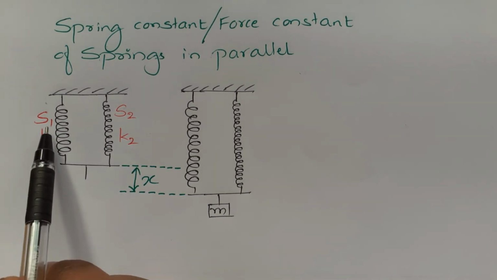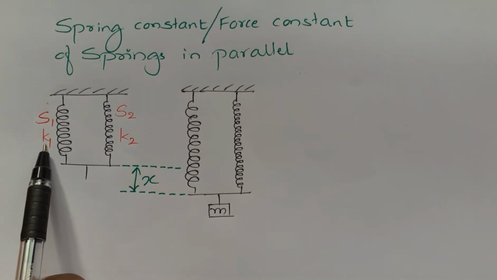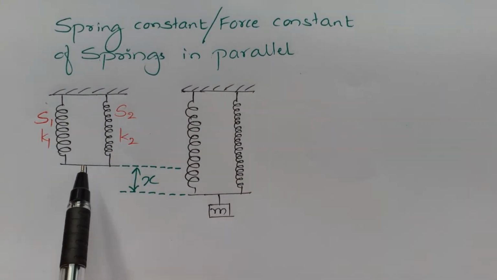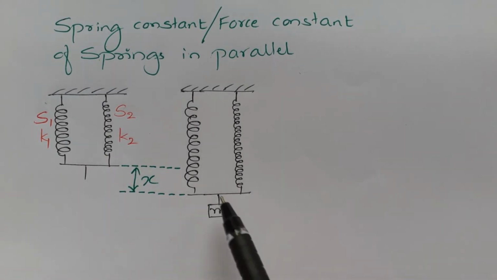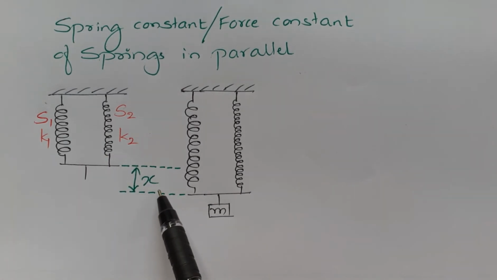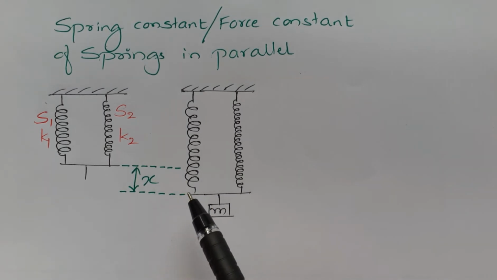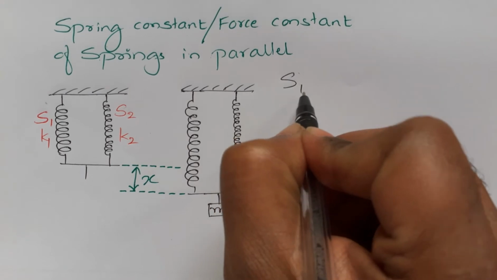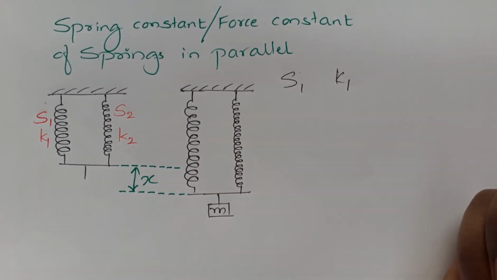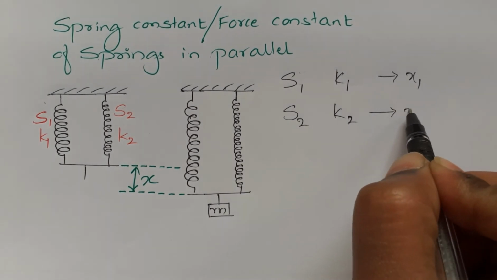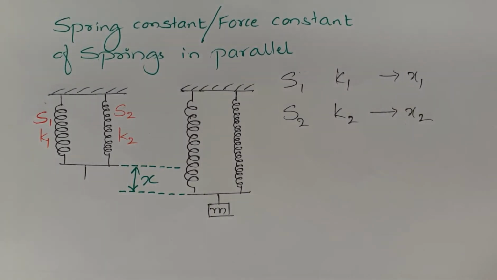So now we have considered the S1 spring with a K1 spring constant, and the S2 spring with a K2 spring constant, connected in parallel combination. When mass m is loaded to that, x is the extension which is taking place, this stretching. This is the initial position. When mass is added, this much stretching will take place. So we have S1 with the K1 spring constant, where the x1 extension is taking place, and S2 with the K2 spring constant, where x2 is the extension which is taking place.